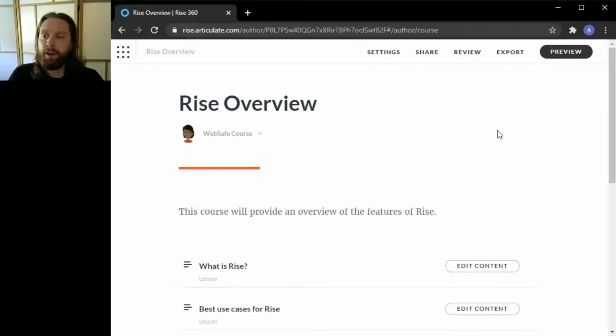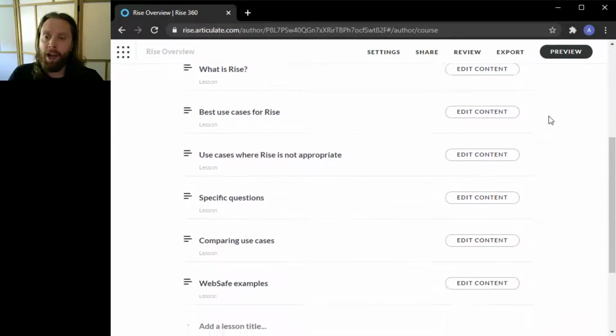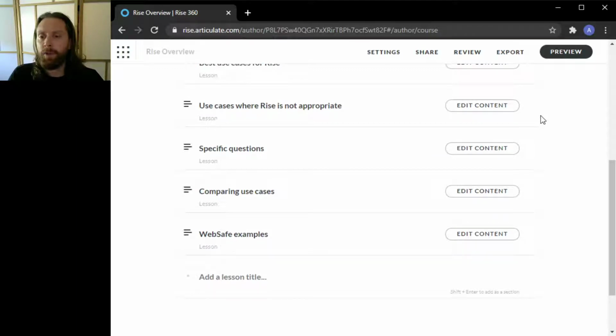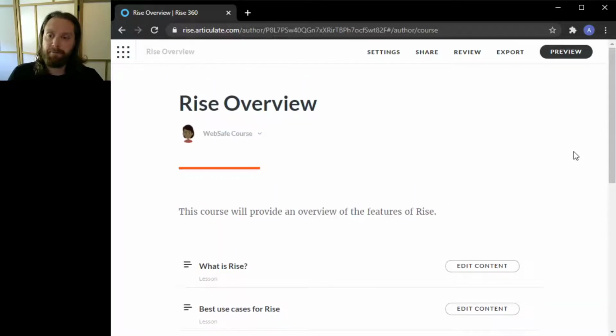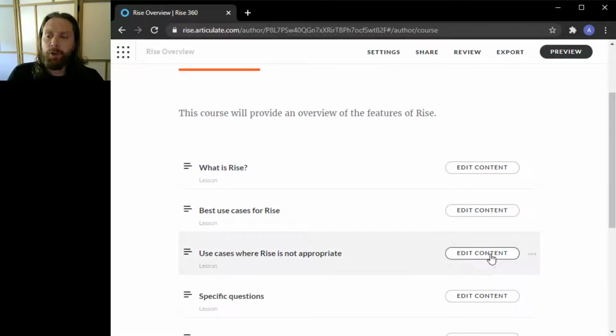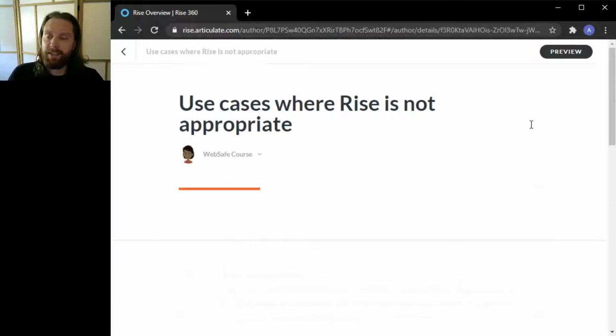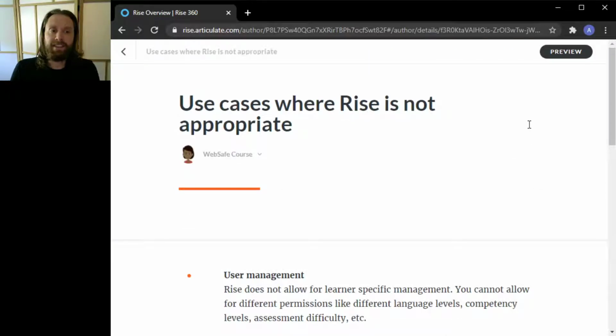Rise Overview gives an overall view of when Rise is a good choice, some questions when Rise is most effective, some examples of how Rise has been used with WebSafe. But this also goes over cases where Rise is not appropriate. Let's go over those cases together. I'll talk about them in a little bit more detail. I'm thinking specifically about times when we're using Rise for a NorQuest class.